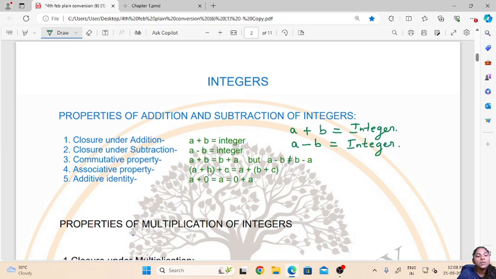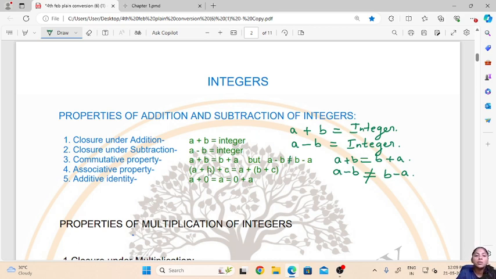Then the third was the commutative property, in which for any integers a and b, a plus b was equal to b plus a. So for addition, if we change the places of the integers, the answer is still the same. But in case of subtraction, a minus b was not equal to b minus a. So the commutative property was not true for subtraction.